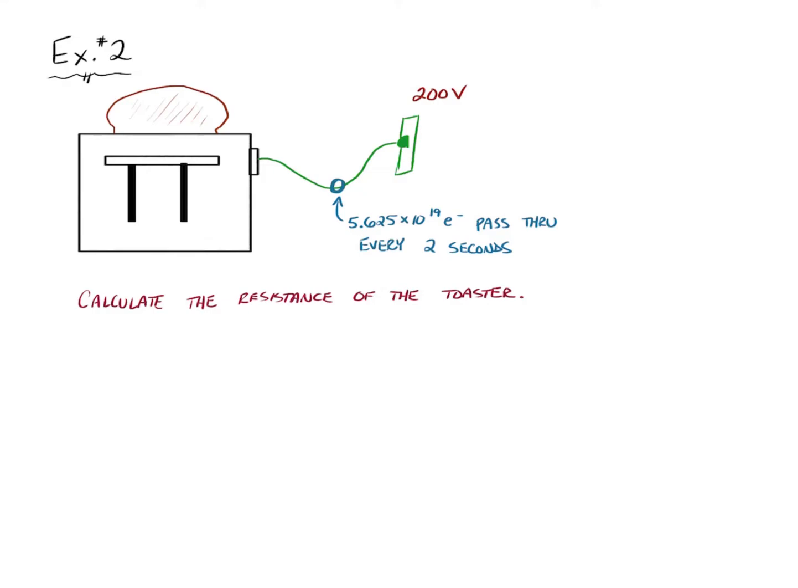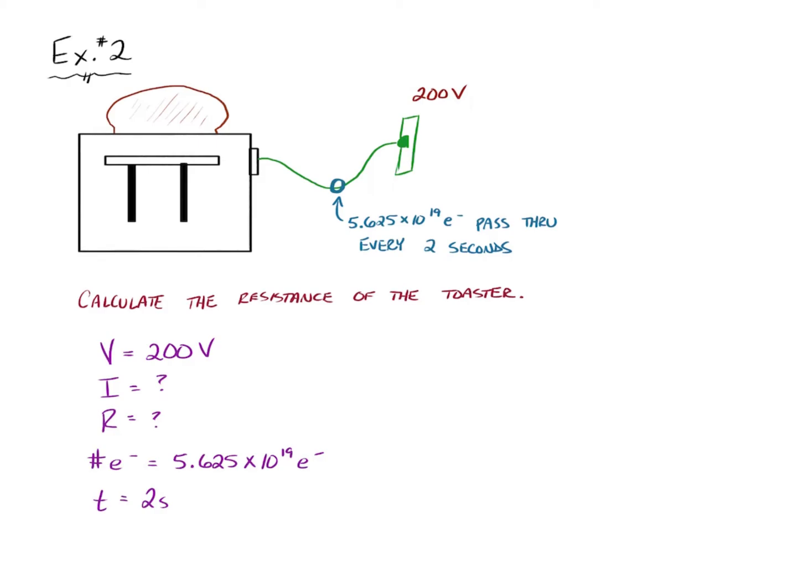So again, we'll start off by just listing everything that was given to us. So we know that the voltage is 200 volts. We know that the current is unknown. The resistance is unknown. We do know the number of electrons that passes through the toaster, which is 5.625 times 10 to the 19th electrons, and that occurs every 2 seconds.